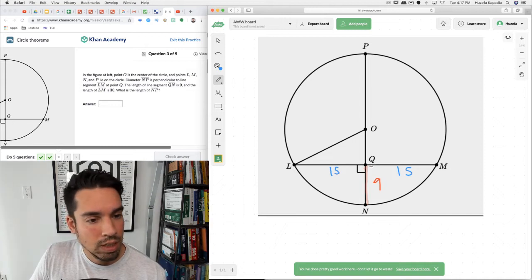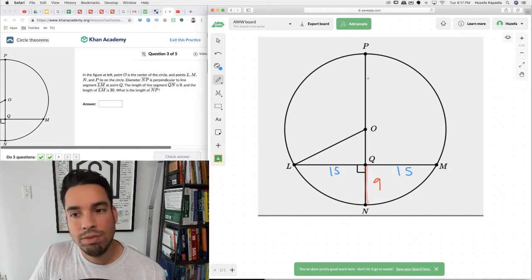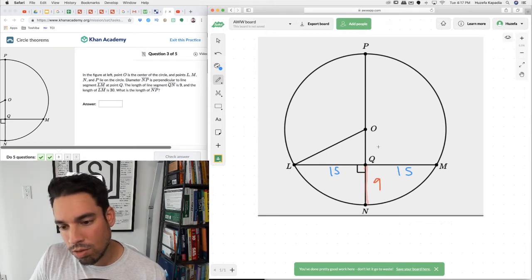So then we've got 15 and 15, and again, we're trying to find NP. We're basically trying to find the diameter. All right, that's cool. And I know that this is 15. I know that this is 9.